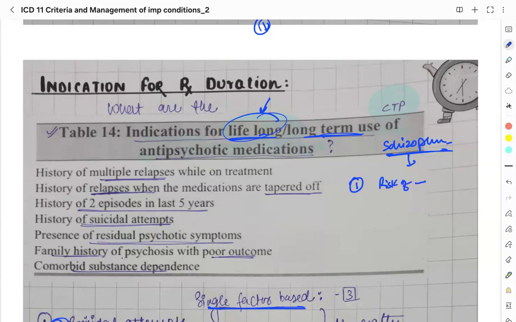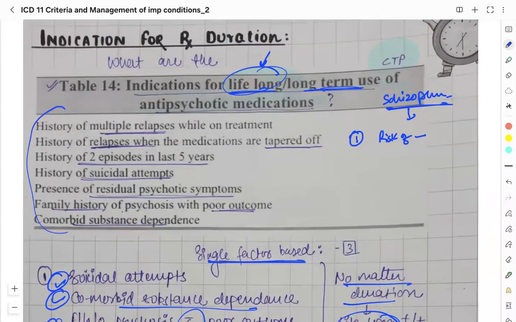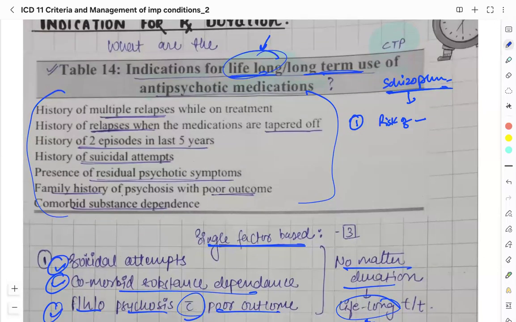Yes. So what I have done is I have reduced them in the way I can learn. So they're like single factor based. For example, if there has been a history of suicidal attempts, then no, you're not going to taper medications for this patient. This patient is going to take long-term or lifelong medications from you.